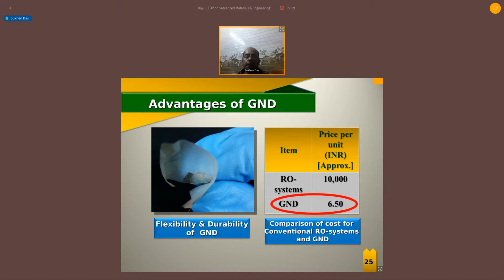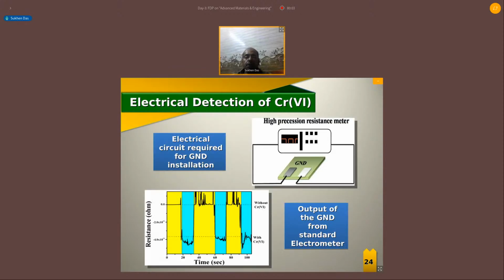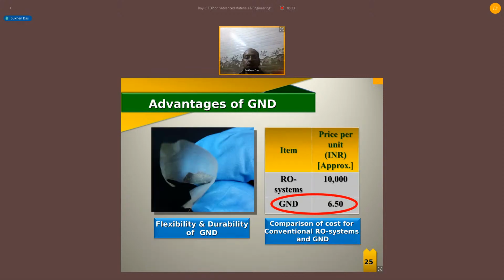And you have seen that we can reuse this, because whenever we insert this cell inside the chromium water, the resistance decreases, and whenever we remove it from the water, the resistance increases. So in this way, we can use the solid cell several times without any problem, and it is biocompatible as well as flexible and low cost also. So we can easily use this to find out the presence of the chromium and the percentage of the chromium.